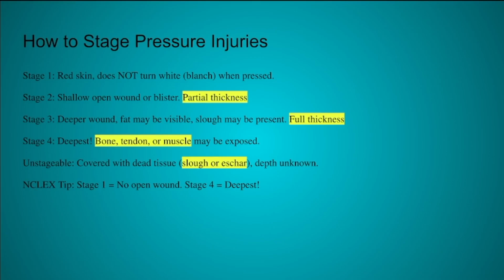And then we have unstageable. This is when the wound is covered with dead tissue, which is slough or eschar. I like to look for the word eschar because this really shows you that this pressure injury is an unstageable wound, which means that the depth is unknown. So guys, be mindful of these keywords because they're kind of going to guide you towards knowing what stage it is when it comes to answering those questions.